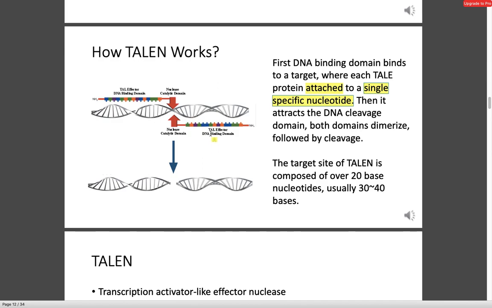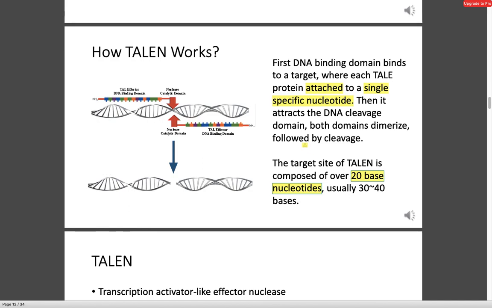Alright, so the second part, the target site of TALEN is composed of over 20 base nucleotide, usually 30 to 40 bases. So target dia more panjang kan? You can see it's 30 to 40 bases. Alright, so TALEN ni more higher punya mechanism lah, meaning that if let's say you have a long sequence of protein, so you can modify it more the longer one. Kalau short gene, you can use ZFN. For longer one, you can use TALEN. Alright?